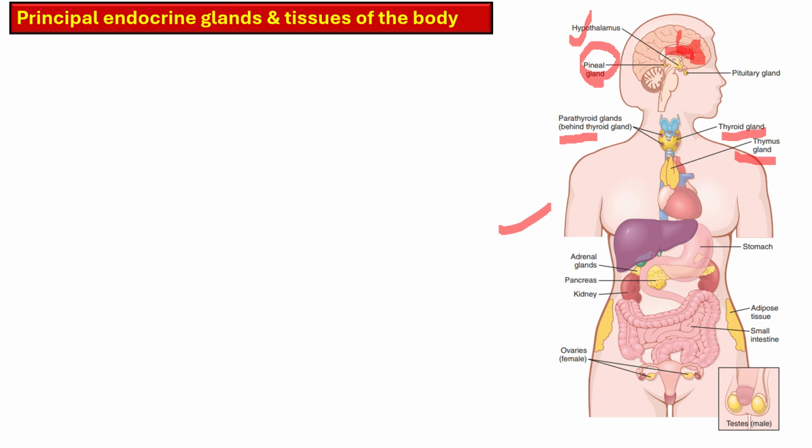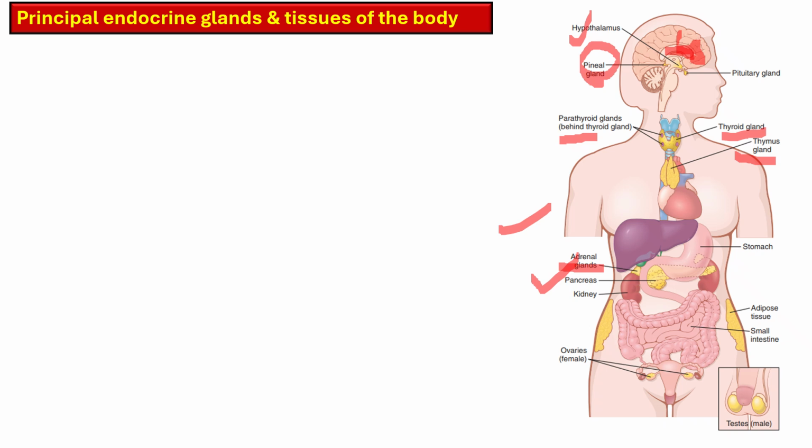Then there are abdominal endocrine organs. One is the adrenal gland. The adrenal gland sits atop each kidney. The cortex secretes cortisol, aldosterone, and androgens, while the medulla secretes epinephrine and norepinephrine.